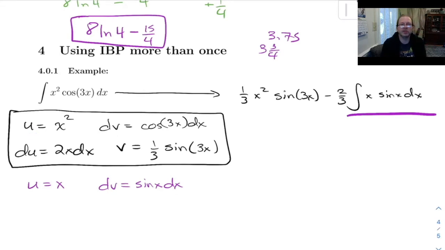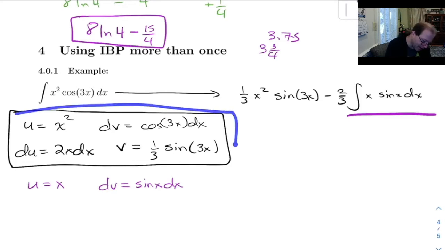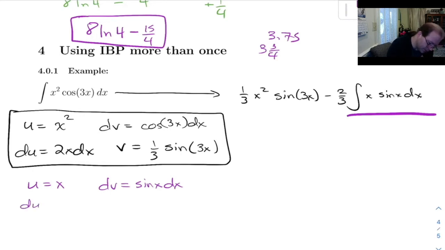If you're a computer science major, you might think about the scope of the variables. It's like these were defined in here, but outside of the box, oh, we no longer care about what that u and v were. All right, so let's see. So du is going to be dx. And integrate this. When you integrate sine, you get negative cosine.